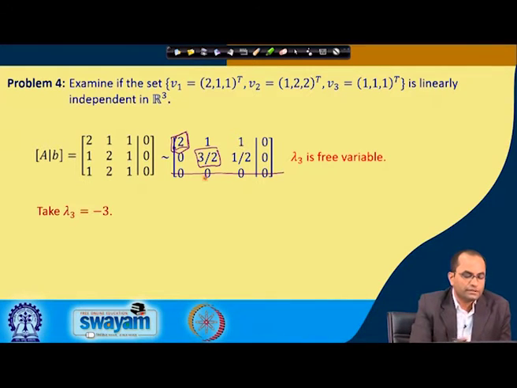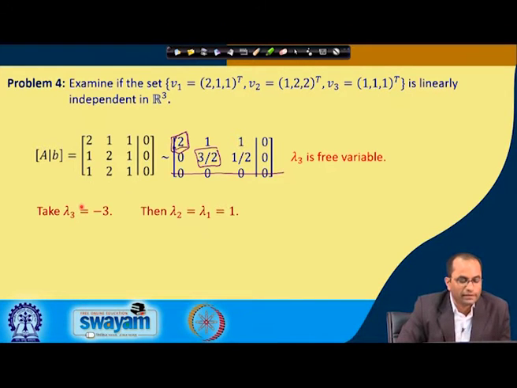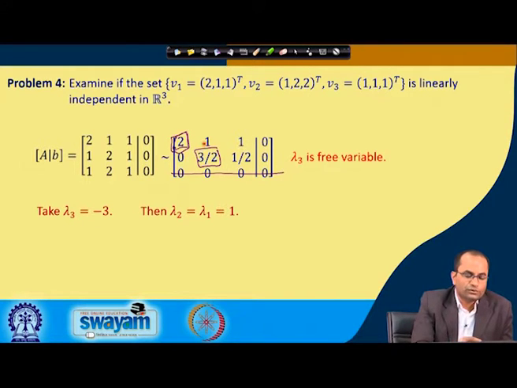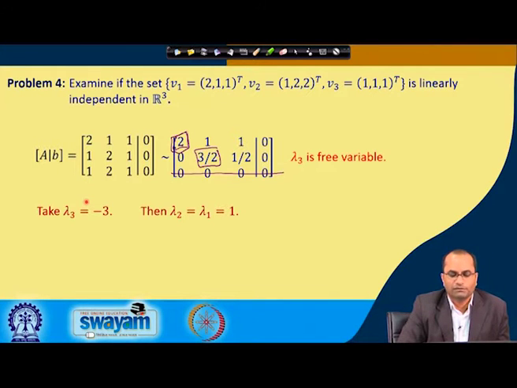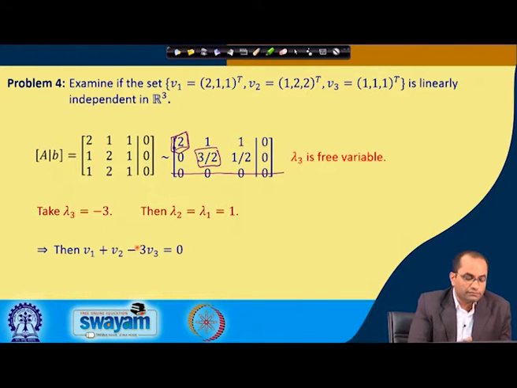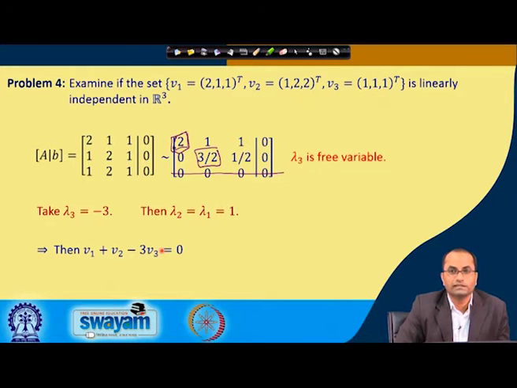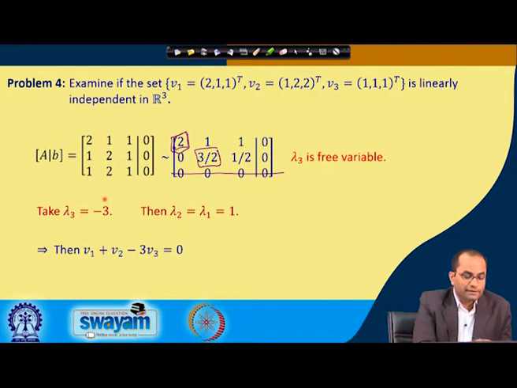Just for the sake of simplicity of the calculation, we have taken lambda 3 equal to minus 3, and then lambda 2 and lambda 1 from equation number 2 and equation number 1 we will get the other 2. Once we fix lambda 3, we can take any other number also. Here we are free to choose lambda 3. With this combination we get, for instance, V1 plus V2 minus 3 times V3 is equal to 0, and there can be so many possibilities here.